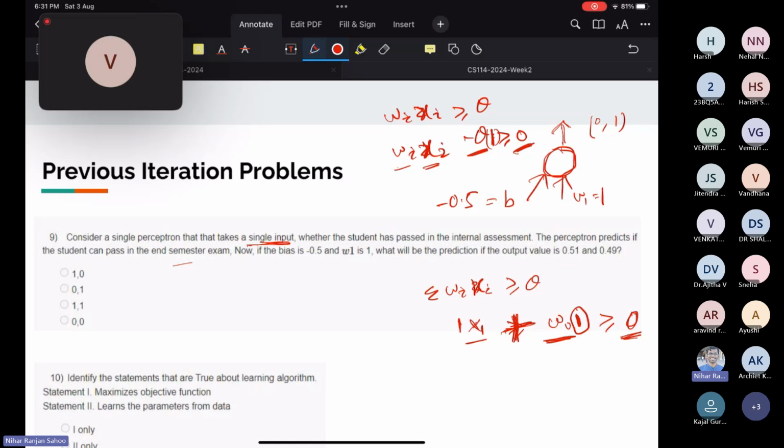So what it is saying, if the output values are 0.51 and 0.49, w0 we know x1 minus 0.5, bias is 0.5, and w1 is 1. What will the prediction if the out?